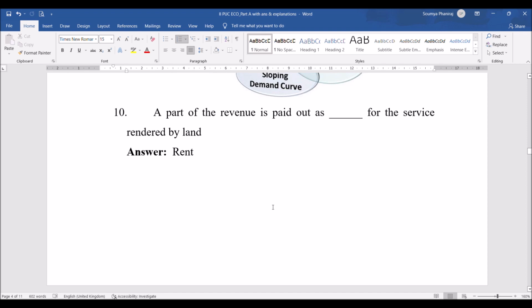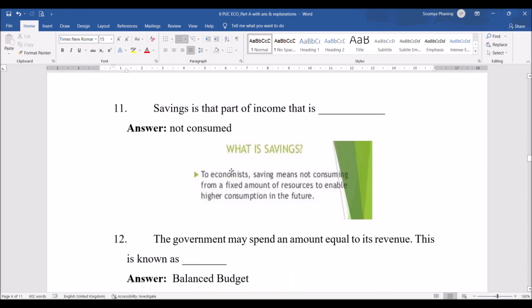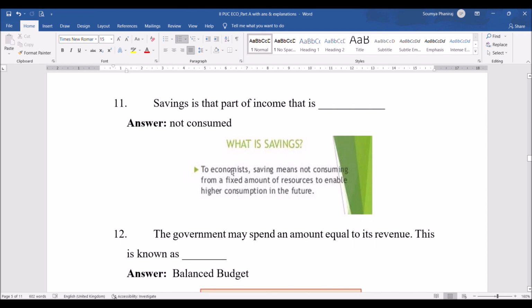The 10th question is a very simple question. A part of the revenue is paid out as what for the service rendered by land? So it is called rent. 11th question, savings is that part of income that is dash not consumed. So according to economists, saving means not consuming and keeping it for future consumption.